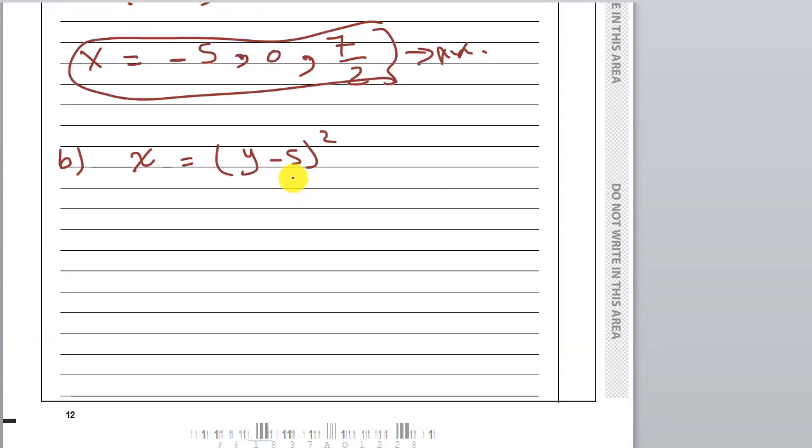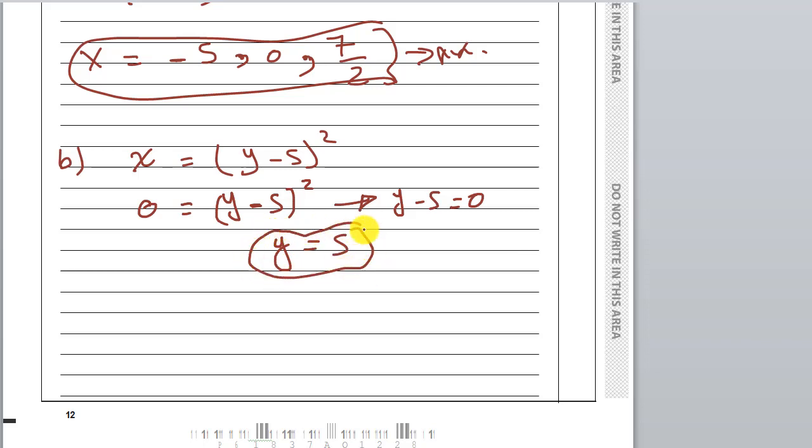So from here we can't find y from x minus 5 because this is squared. So x equal to 0 equals (y minus 5) squared. So from here y minus 5 equal to 0. So the first y equal to 5. This is the first value of y.